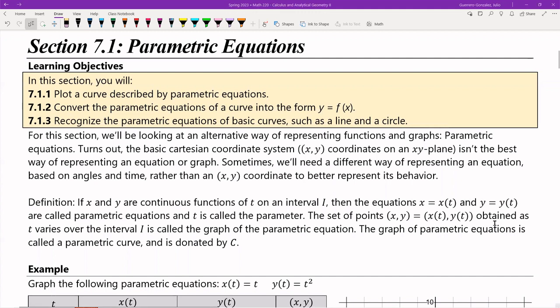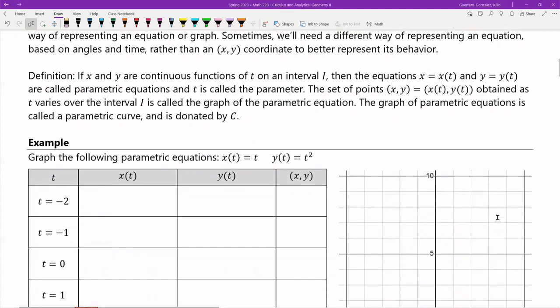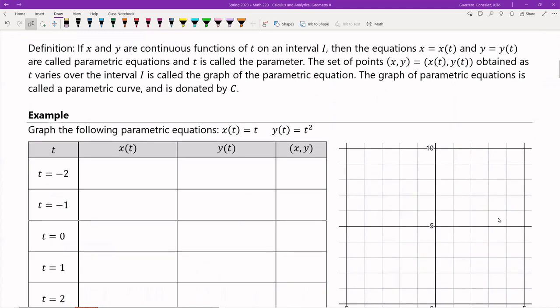So the first thing I want to do, before we move on, is just define what a parametric equation is. So here's the definition. If x and y are continuous functions on a variable t over an interval I, then x is now a function of t and y being a function of t. Those are what we call parametric equations, and the t variable is what we call the parameter, okay?